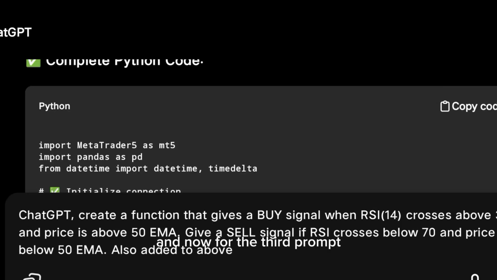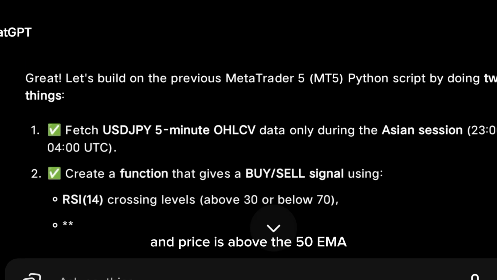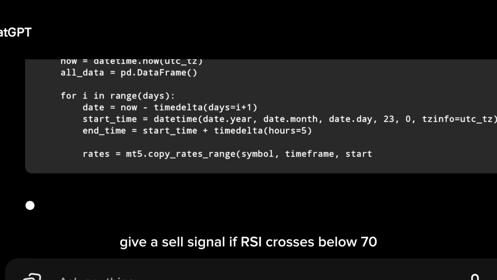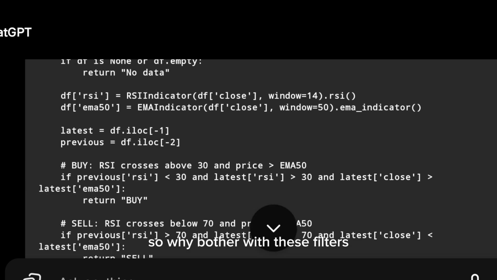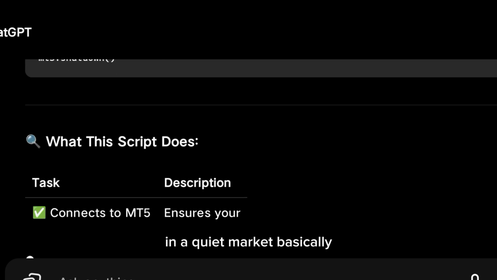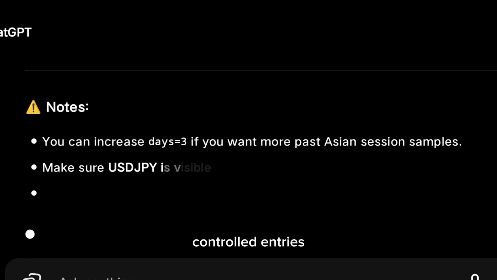And now for the third prompt. ChatGPT, create a function that gives a buy signal when RSI 14 crosses above 30 and price is above the 50 EMA. Give a sell signal if RSI crosses below 70 and price is below the 50 EMA. So why bother with these filters? Well, these help identify mini breakouts or range bounces in a quiet market. Basically, we avoid chasing trends and focus on more controlled entries.